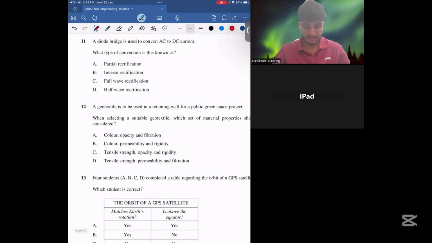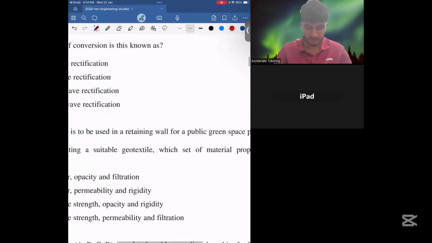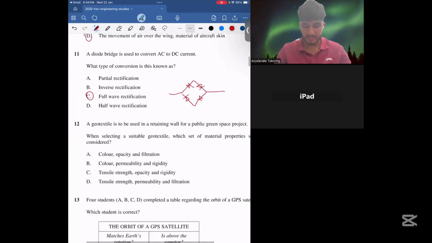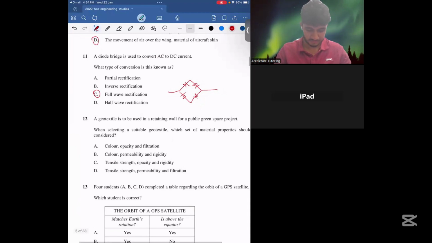Question 11 says, a diode bridge is used to convert AC to DC current. What type of conversion is this known as? Now, this is a pretty standard question. The method used to convert from AC to DC is full wave rectification. That's the only answer. Probably best to just memorize this, that whenever you're converting from AC to DC, usually the bridge would look something like this as well. It would be a square with diodes in it. And it's simply a good idea to memorize that it's full wave rectification.